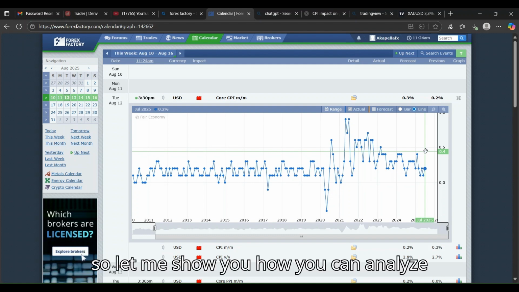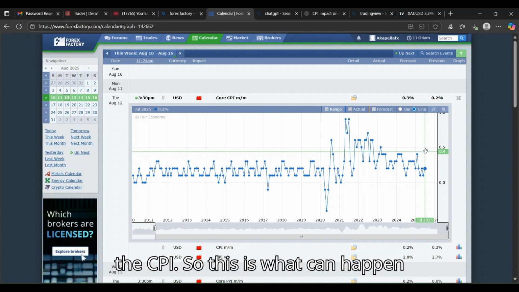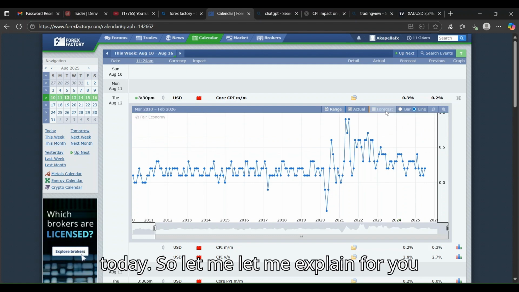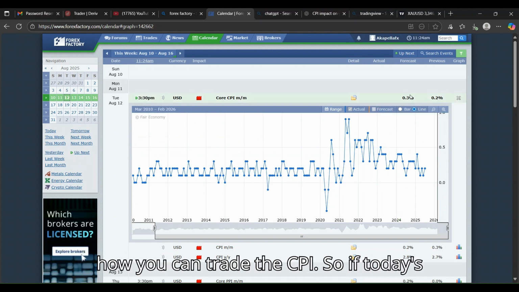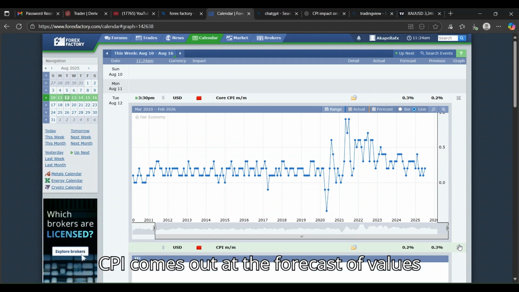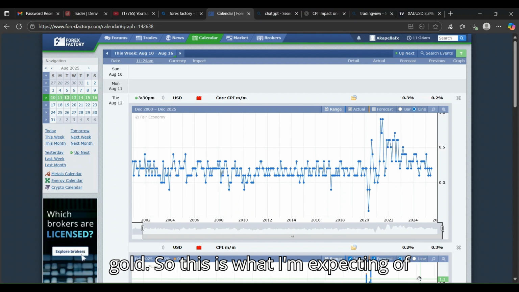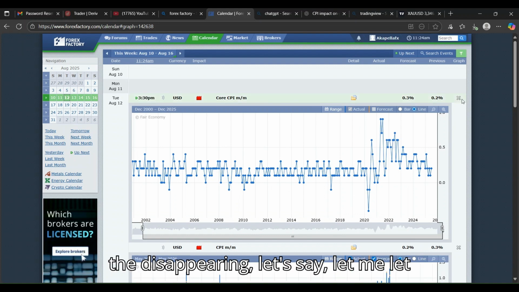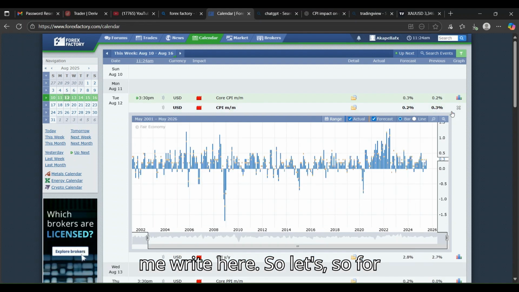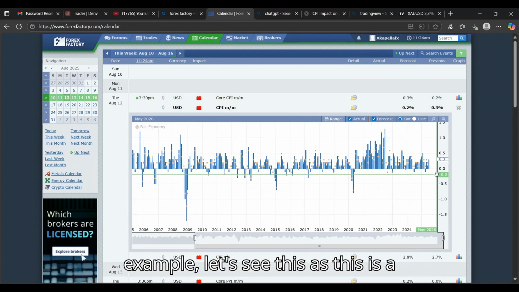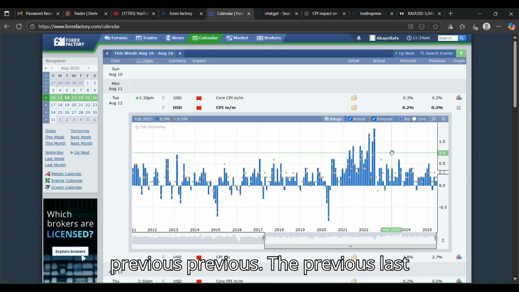So let me show you how you can analyze the CPI. This is what can happen today. Let me explain how you can trade the CPI. If today's CPI comes out at the forecasted values or higher, here is what will happen on gold. This is what I'm expecting. Let me write it right here. For example, this is the previous.